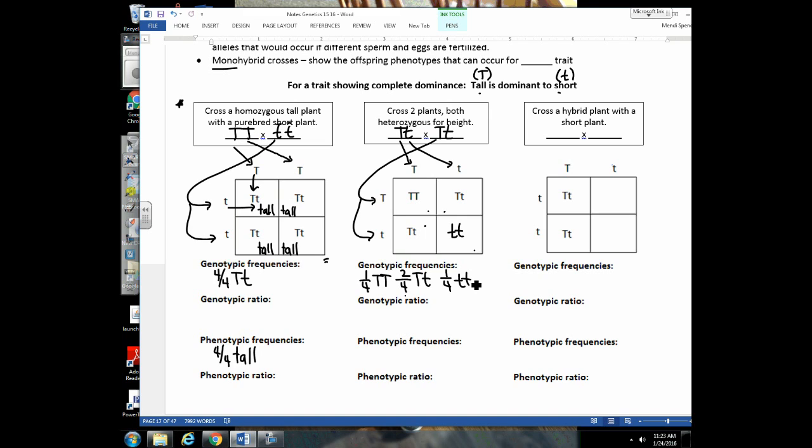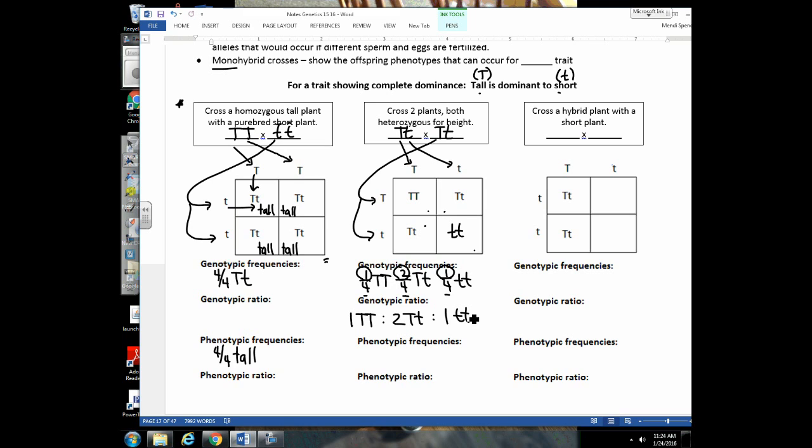Now let's go ahead and do ratios. When you do a ratio, you have to make sure that the denominator, the bottom number, is the same in all these fractions. And then you just take the top number. So we would write, we have 1 of this genotype to 2 of this genotype to 1 of this genotype. So that's how we do our ratios.